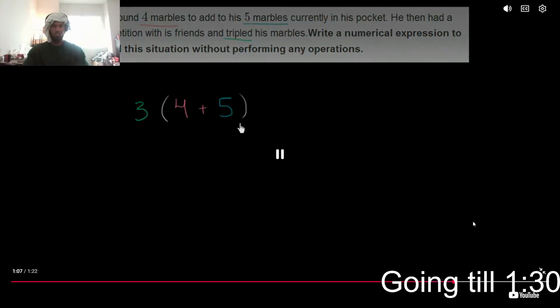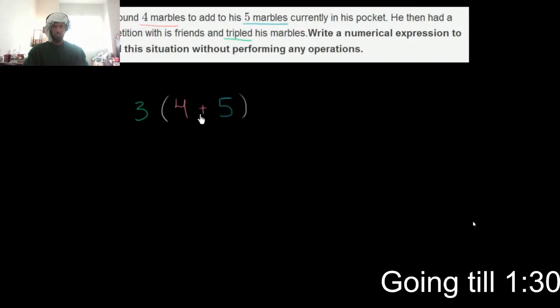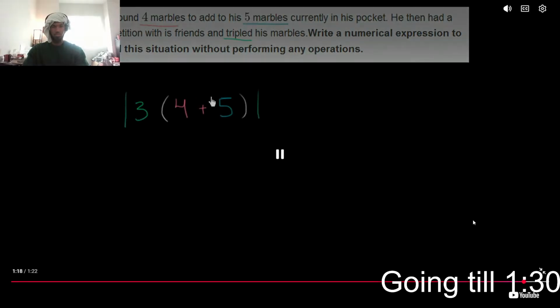We of course could then actually calculate this. He has 9 marbles before tripling, and then you multiply it by 3, and he has 27. But this is what they're asking for. They want us to write this expression.